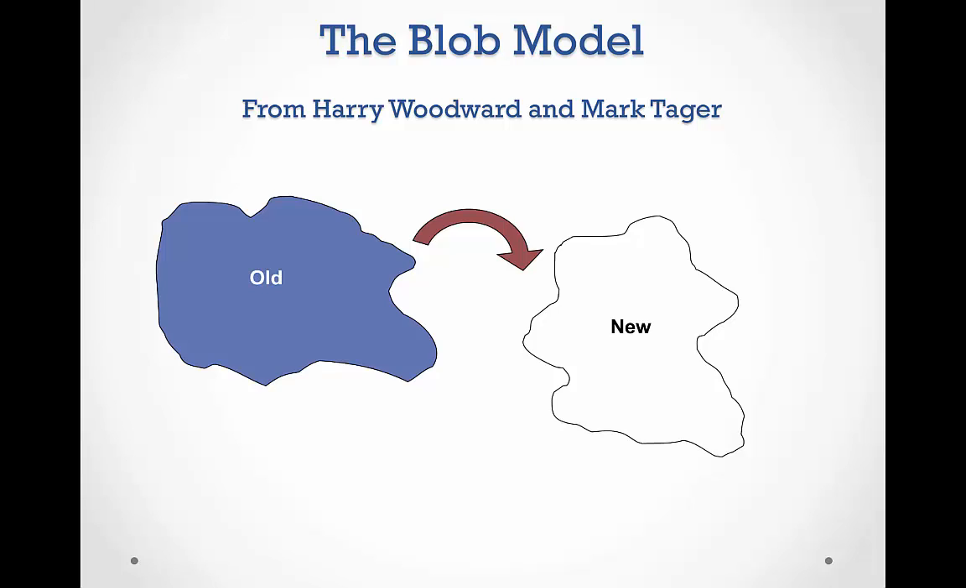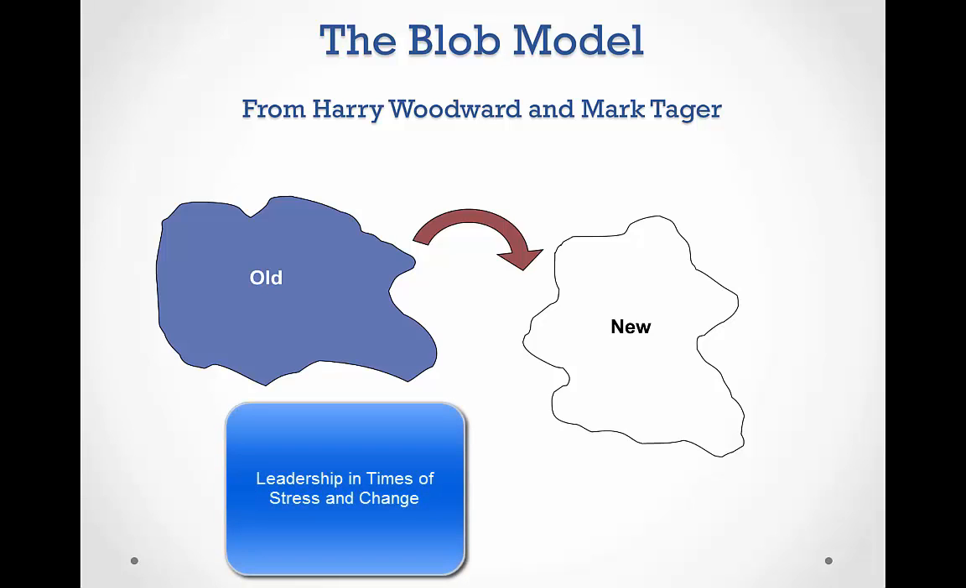The first tool has a rather curious name. It's called the blob model. This is an excellent tool for helping people understand the context of the change and to help them identify what can be done to begin to facilitate change. Here, credit must be given to Harry Woodward and Mark Tager, as their blob model is outlined in their excellent book, Leadership in Times of Stress and Change.